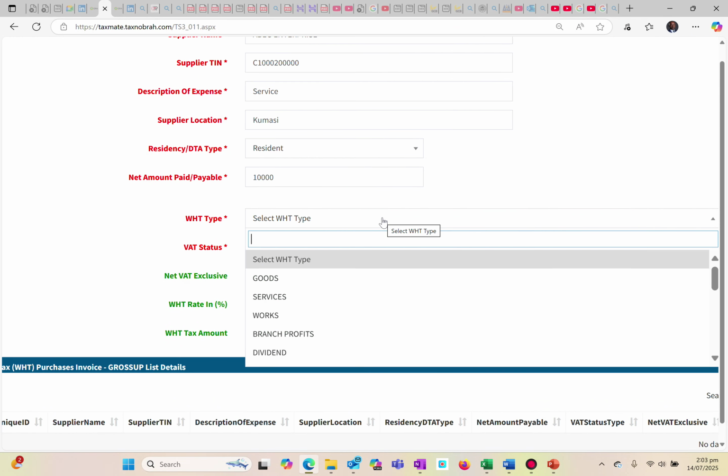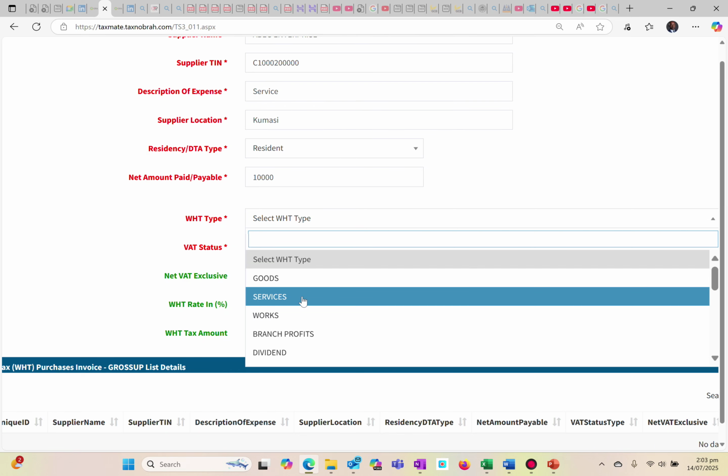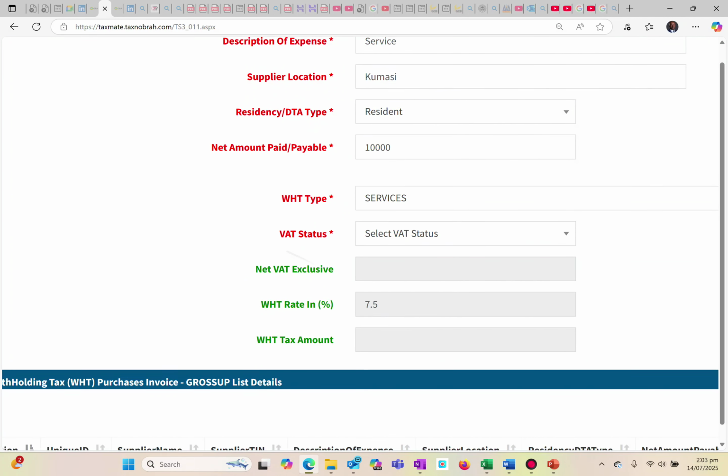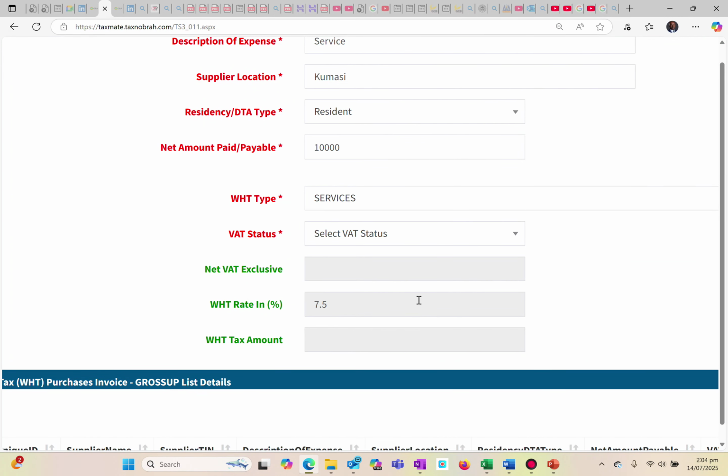10,000 that we are going to pay, the withholding tax type, please, is it goods? Is it service? We selected service. We enter service up there. So let's enter our service. Once we enter our service, it gives you the appropriate withholding tax rate. But there's one thing that we need to talk about. We need to select the VAT status.